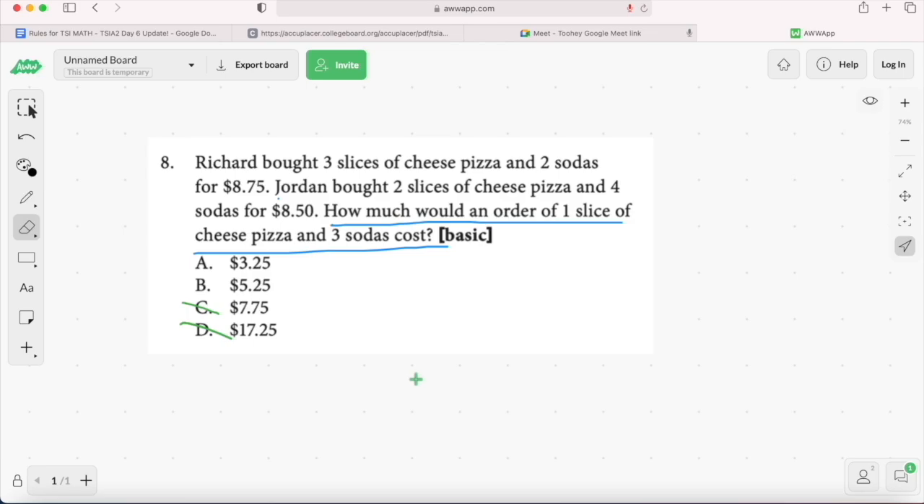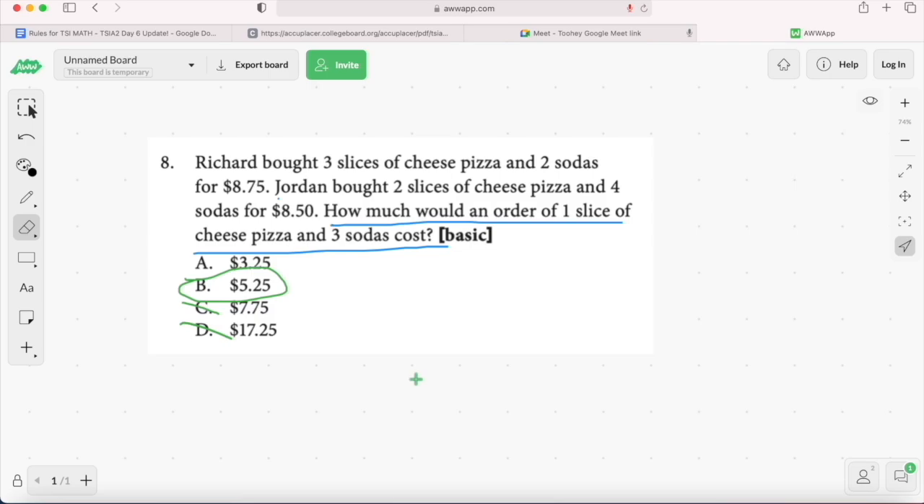I'm so glad you said that because that's the right answer. It's $5.25. $3.25 is just not enough, right? Maybe $3.25 for three sodas, depending on how much the sodas cost. I don't know, but not the slice of pizza and the three sodas. That's got to be closer to $5.25. Just basic common sense.